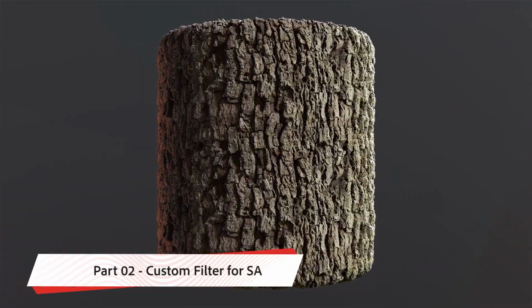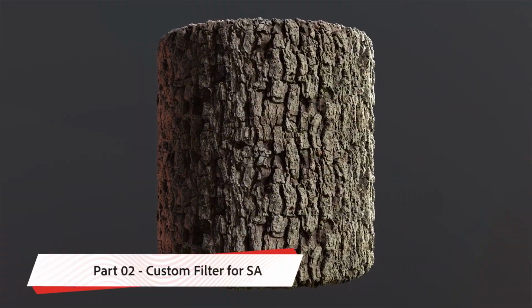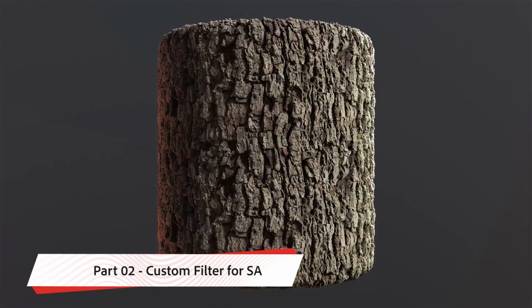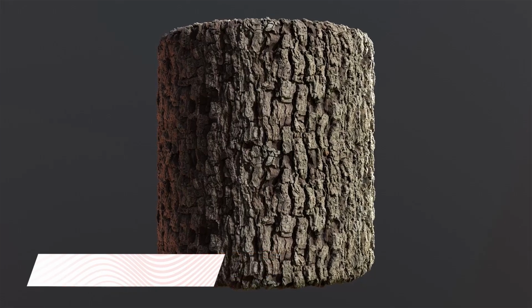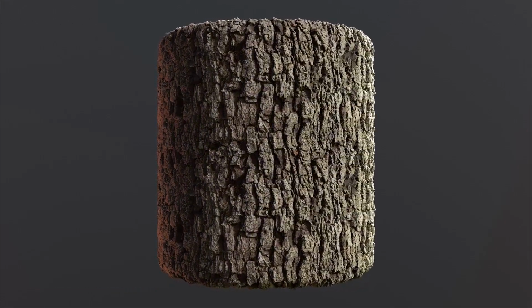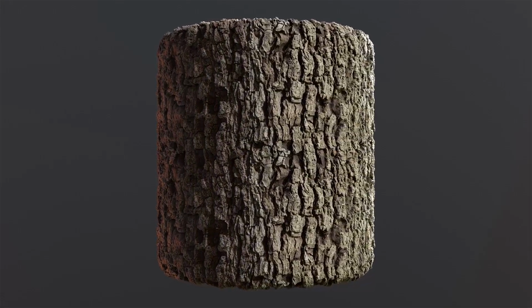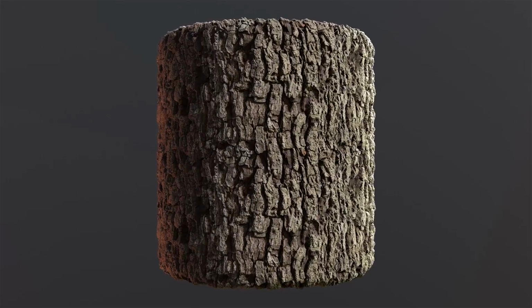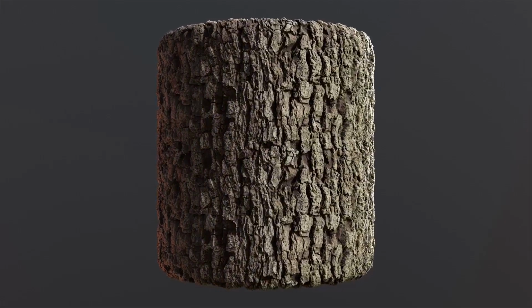Welcome to the bonus video for the first chapter of this tree bark tutorial. If you watched part one, you might remember me mentioning and showing you how I use the custom filter for Substance Alchemist. Now, let me show you how to actually make a custom filter. It's rather easy. If you have any previous experience using Substance Designer, this is going to be a walk in the park. So let's start.